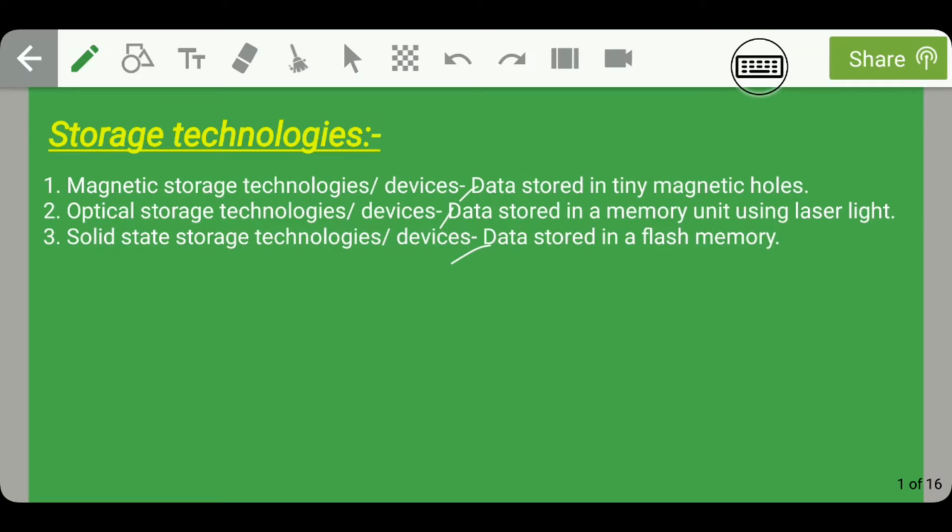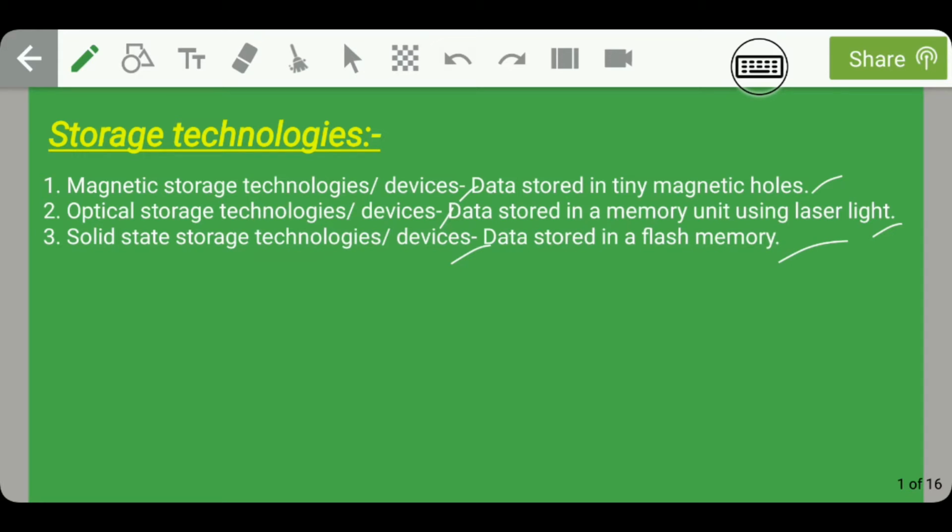Guys, in case of magnetic storage technologies, the data is stored in tiny magnetic holes. Whereas in case of optical storage technologies, the data is stored in a memory unit using laser light. Moreover, in case of solid state storage technologies, the data is stored in a flash memory. So guys, this is the basic difference between these three storage technologies.